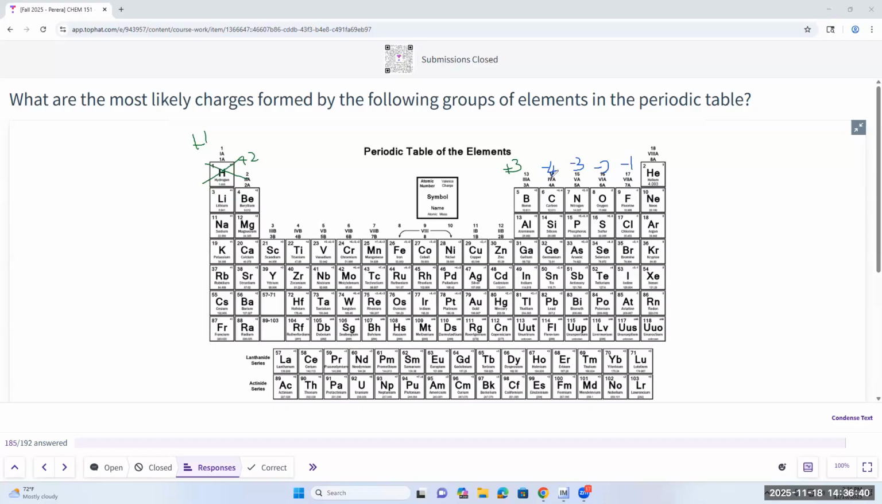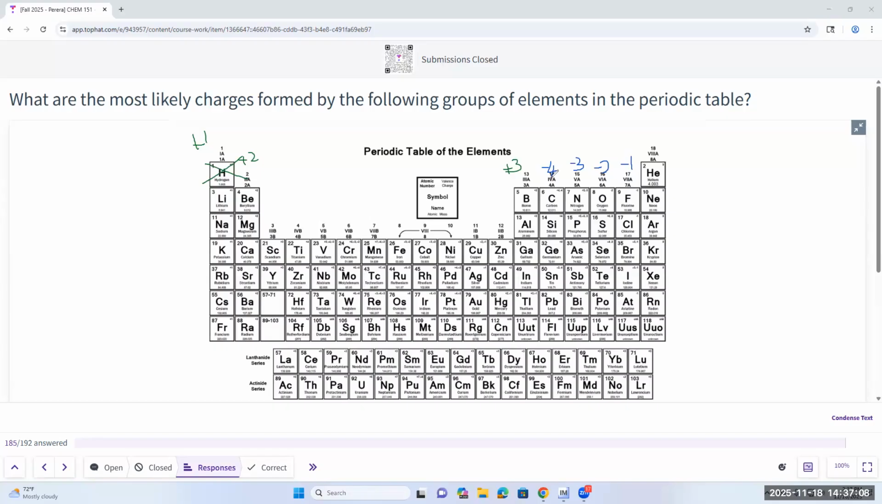Anything? Everybody has a question, right? Why is carbon a -4? All right. The question is, why is carbon -4, not positive 4? The reason is carbon is a non-metallic element. Non-metallic elements form negative charges, not positive charges. That's why carbon is going to form -4. Any other questions, concerns, comments?